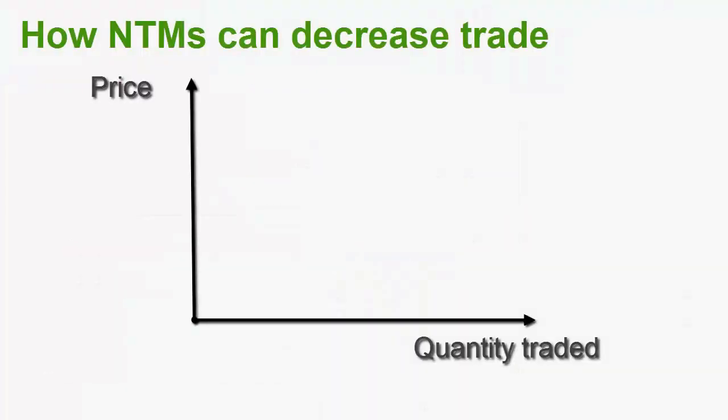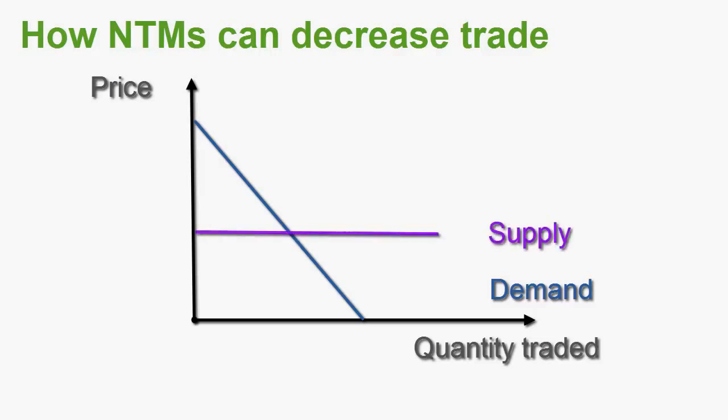Graphically, we can reproduce how NTMs can potentially decrease trade. In our graph, the quantity traded is plotted on the horizontal axis, the price on the vertical. This is the demand function of the good. Let's assume our country totally depends on imports and the supply curve is flat. Let's also assume that there is no uncertainty about the quality of the product. This would be the initial amount traded.